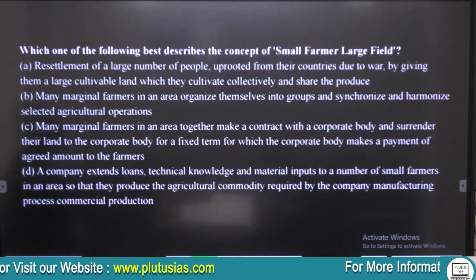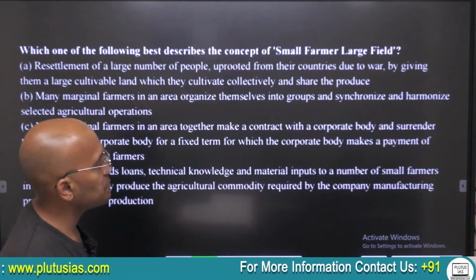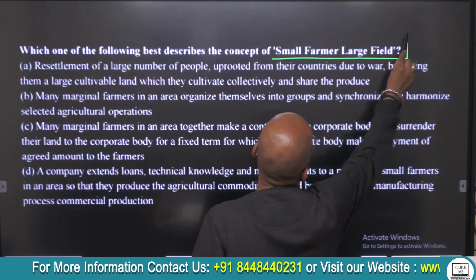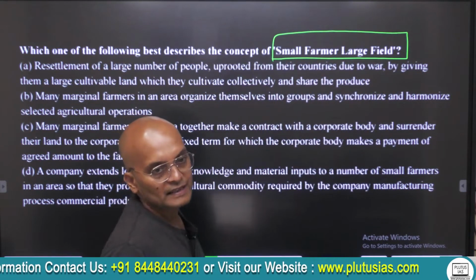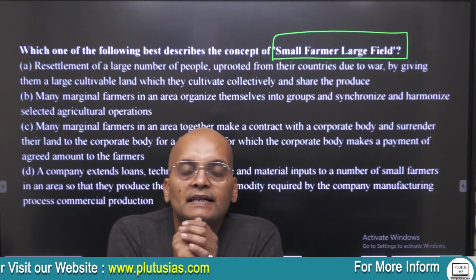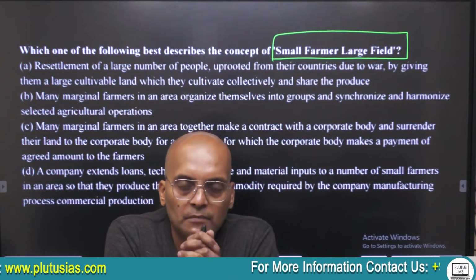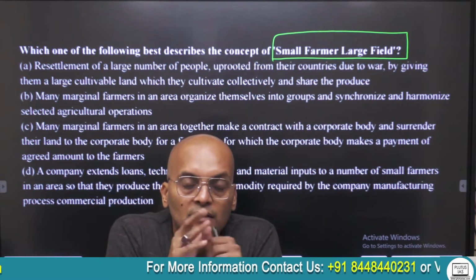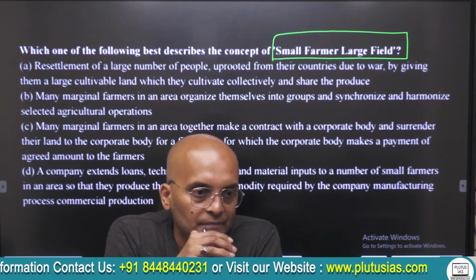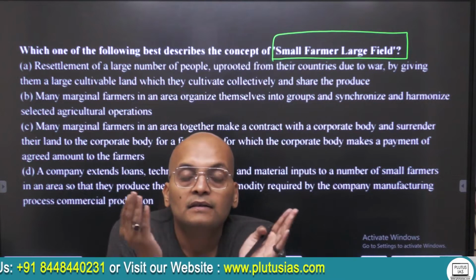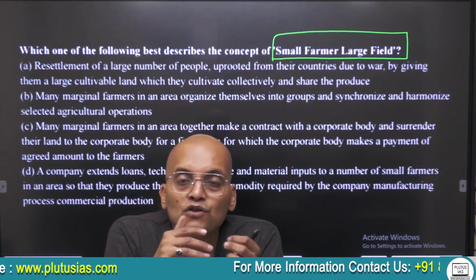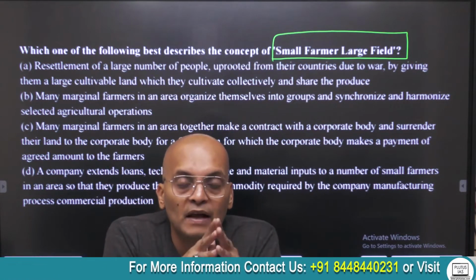Which of the following best describes the concept of a small farmer, large field? It was there in the economic survey. A small farmer, large field. See, the problem in India is that most of the farmers, more than 86%, have got very small farms, less than 1 hectare. So due to this, the production of crops in the farm is not on that high scale as it should be.